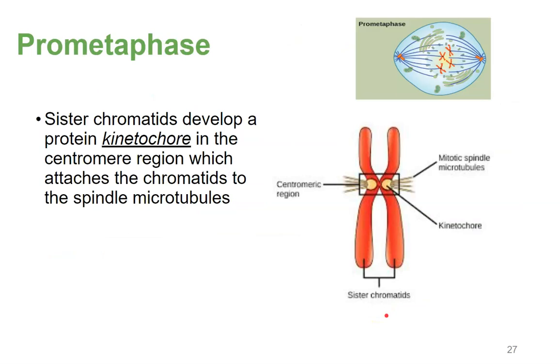So another part of prophase is prometaphase, and really all that happens is that the spindles start to connect to the centromere region of the chromosome. So connecting the spindles to the centromere will help divide them. So they're going to split here in a second.